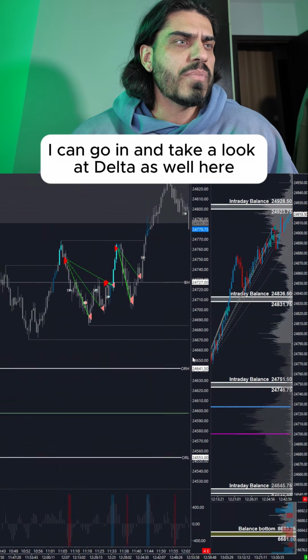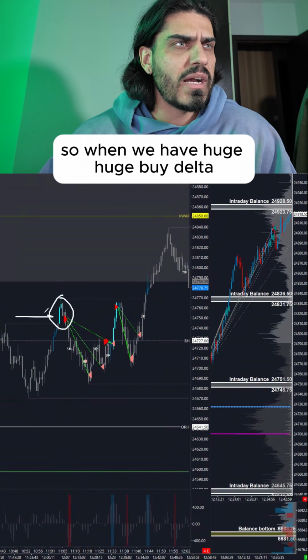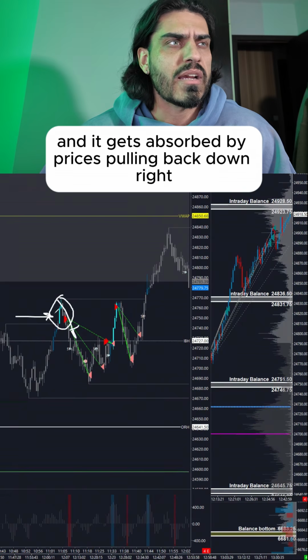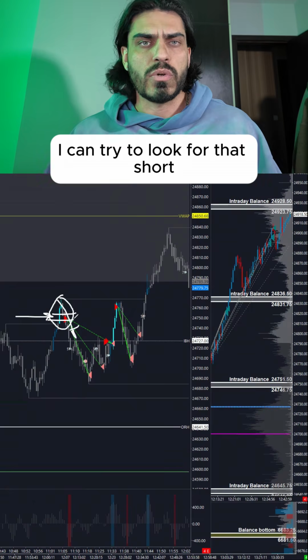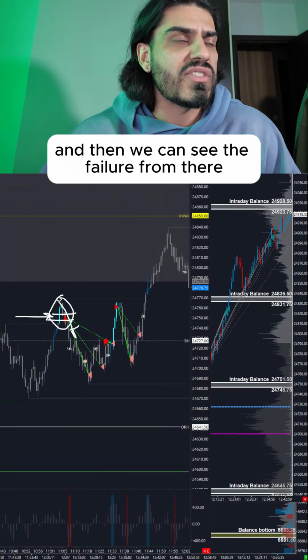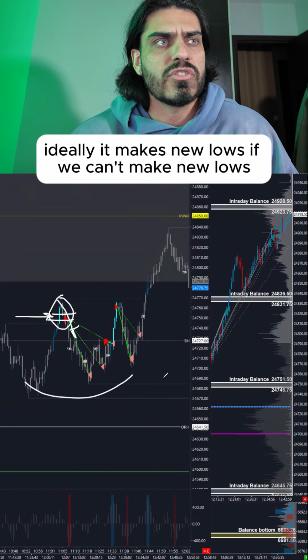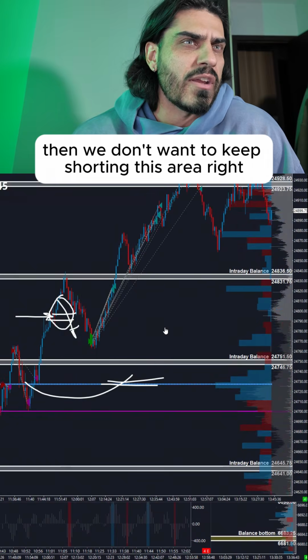I can go in and take a look at delta as well here. So when we have huge buy delta and it gets absorbed by prices pulling back down, right? Once they start pulling back down under that area, I can try to look for that short to get back into that balance, right? And then we can see the failure from there. Ideally, it makes new lows. If we can't make new lows, then we don't want to keep shorting this area, right?